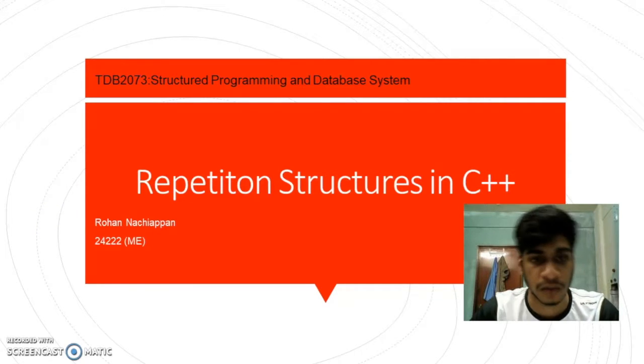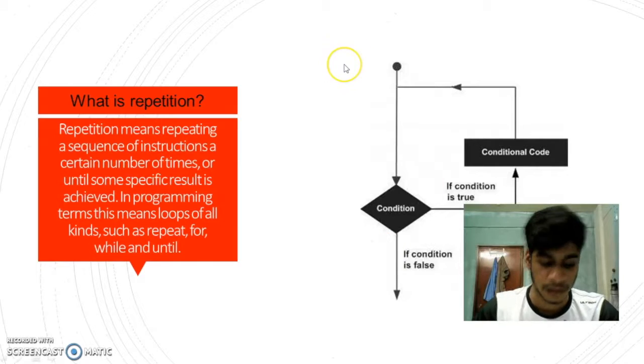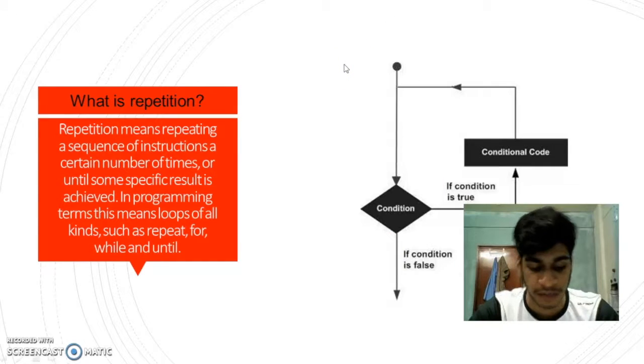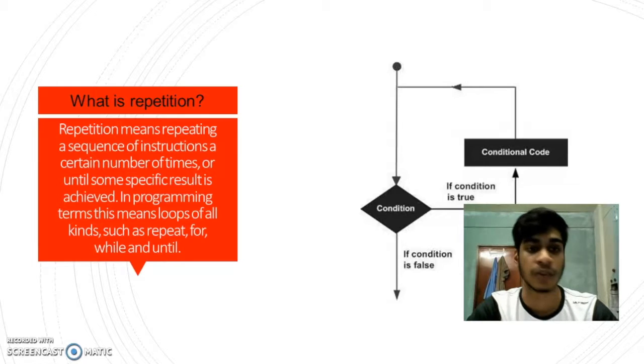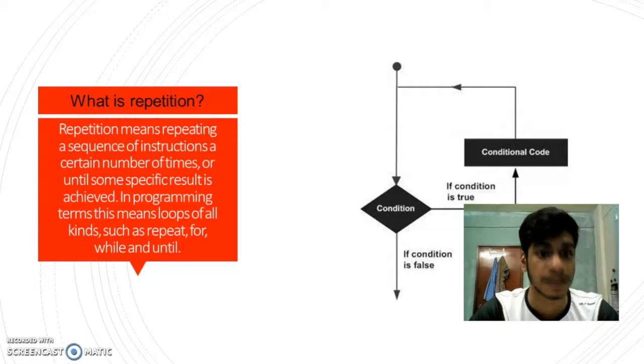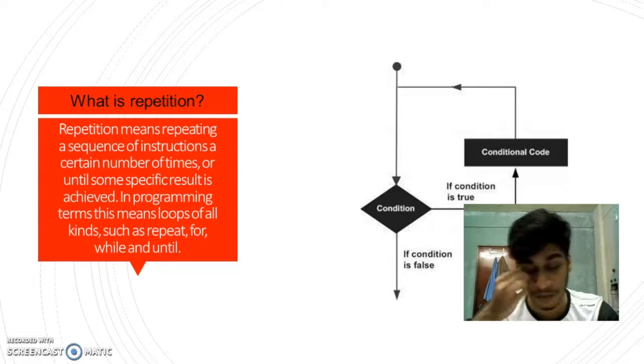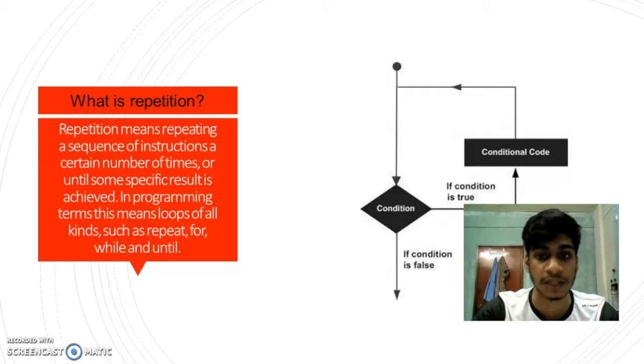Today I'm here to cover one of the subtopics of C++, which is repetition. Let's get to it. Programming languages provide various control structures that allow for more complicated execution paths. Repetition means repeating a sequence of instructions a certain number of times or until some specific result is achieved. In programming, we have loops, and a few types of loops, which are while, do while, and for.